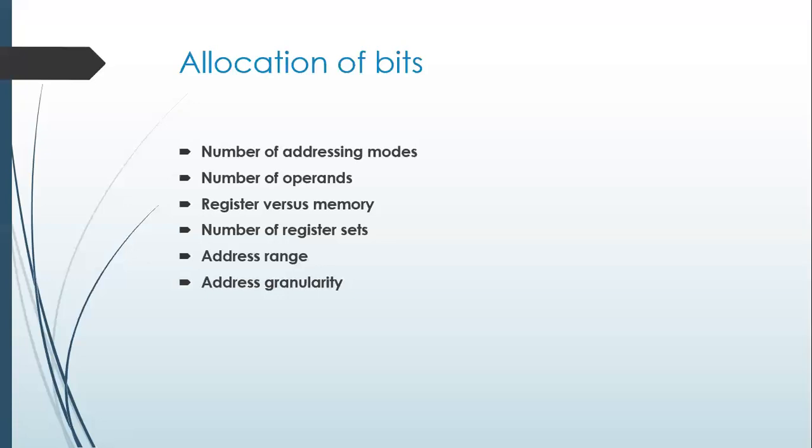From 0, 1, 2, like that, continuously, up to 2 raised to 16 different addresses. So this is how the range varies according to your number of bits. You need to consider the address range also while allocating the number of bits for any address. And the next part is address granularity. Address granularity is again about the same thing. Wait, you can see here.